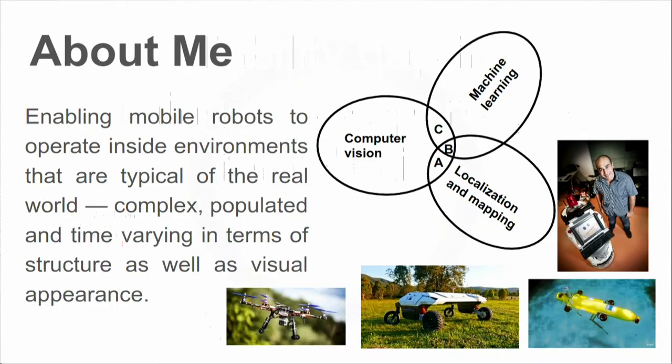So just to give you a little bit of background about myself, I am interested in enabling mobile robots to operate in challenging environments. Environments that are complex, populated, changing over time. And agriculture is part of such environment. I am with the Australian Center for Robotic Vision. It's a big center with four universities around Australia, and we focus research on computer vision for robotics, or as we call it, robotic vision.